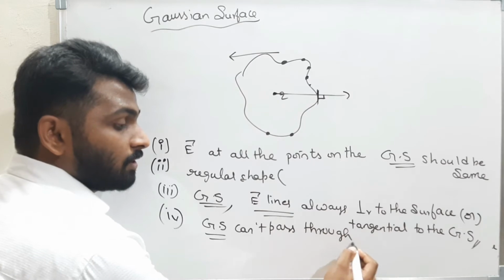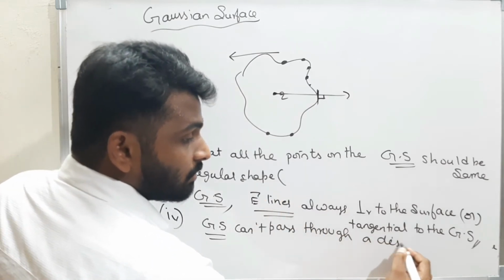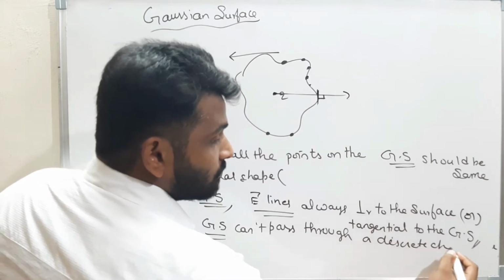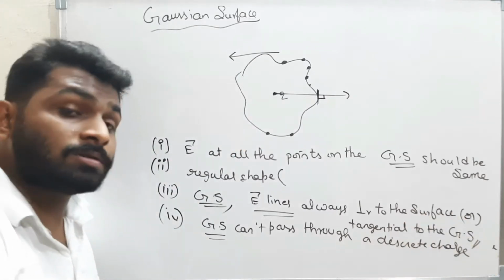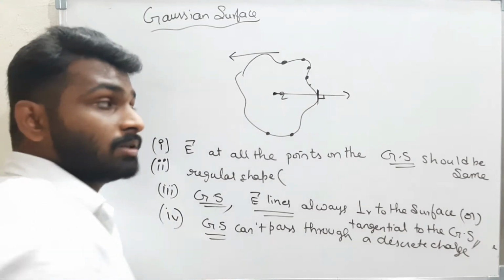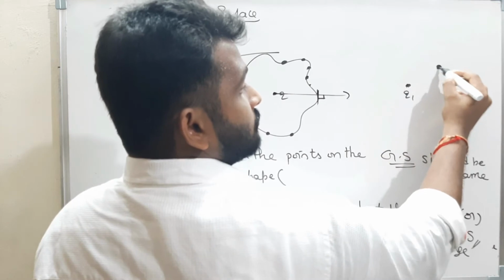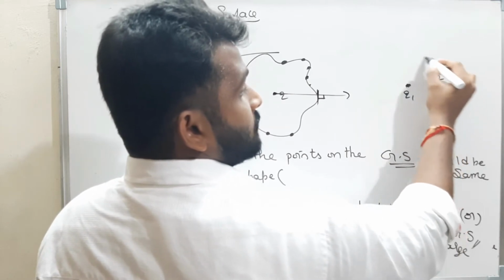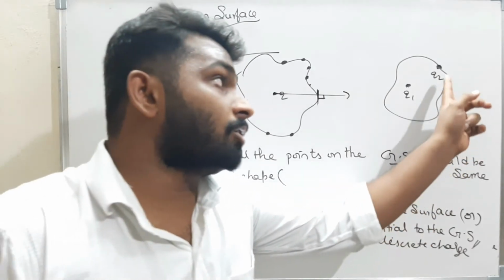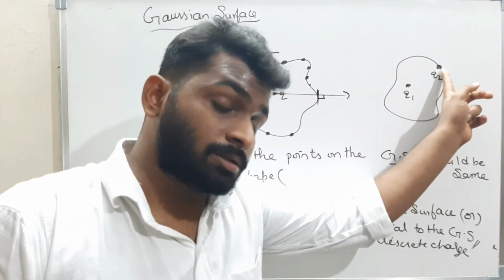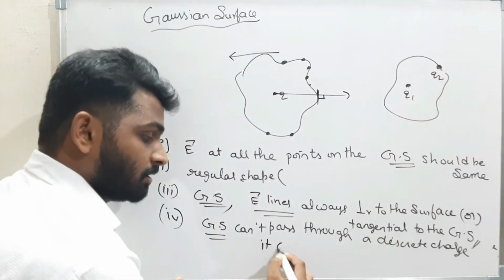The Gaussian surface can't pass through a discrete charge. That means this is a charge Q1 and this is some charge Q2, and the Gaussian surface can't pass like this. The Gaussian surface can't pass through any discrete charge. It can't pass. If it is a continuous charge, it can pass.